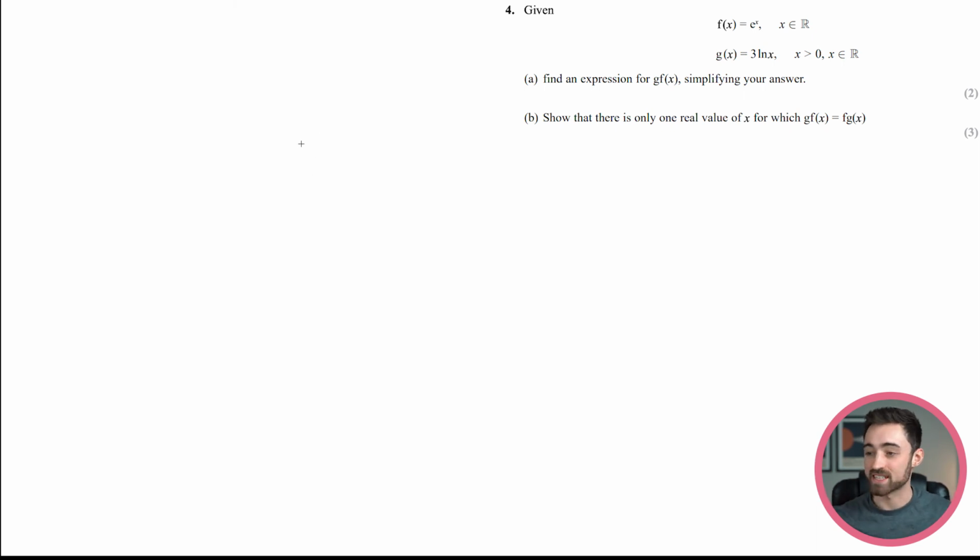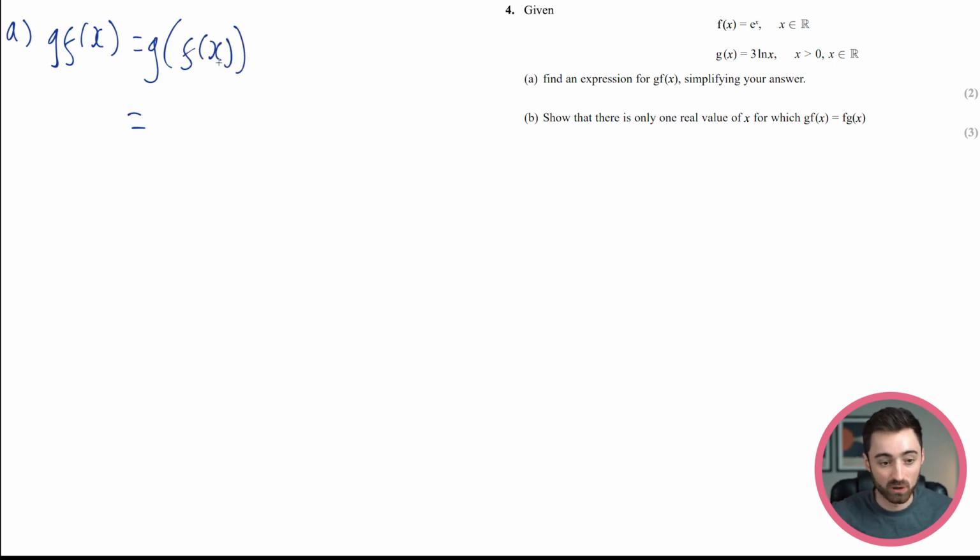So on question 4, it says f of x is e to the x, and g of x equals 3 ln x. Find an expression for gf of x. So the way I like to think of this, I think it helps if we actually put more brackets on it. If I put another bracket around f of x here, now it kind of tells me what to do. It's basically saying, look, well, what's f of x? I can sub that in. That's e to the x. So then all I do is I just work out what g of e to the x is.